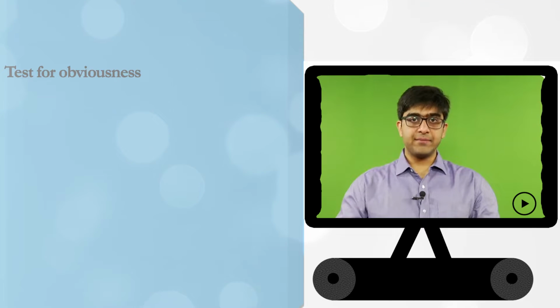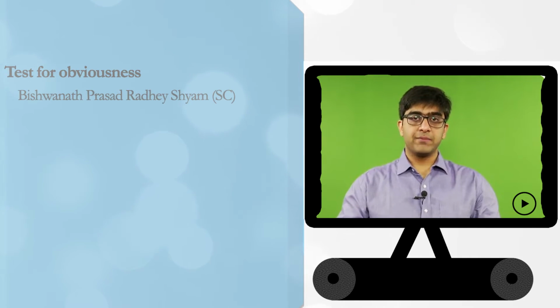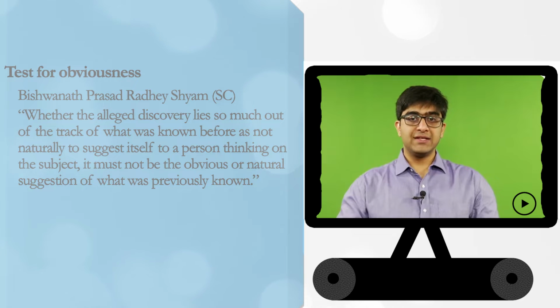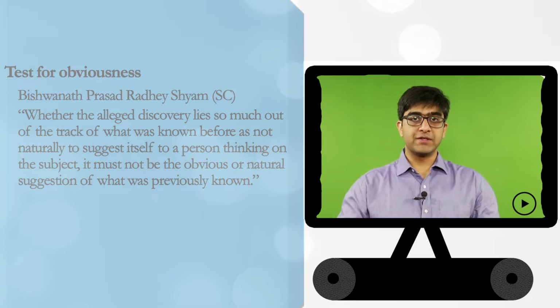In a seminal case decided in the year 1979, the Supreme Court in the Bishwanath Prasad Radheshyam case dealt with the concept of obviousness. The test for obviousness was laid down by the Supreme Court in the following words: whether the alleged discovery lies so much out of the track of what was known before as not naturally to suggest itself to a person thinking on the subject. It must not be the obvious or the natural suggestion of what was previously known.